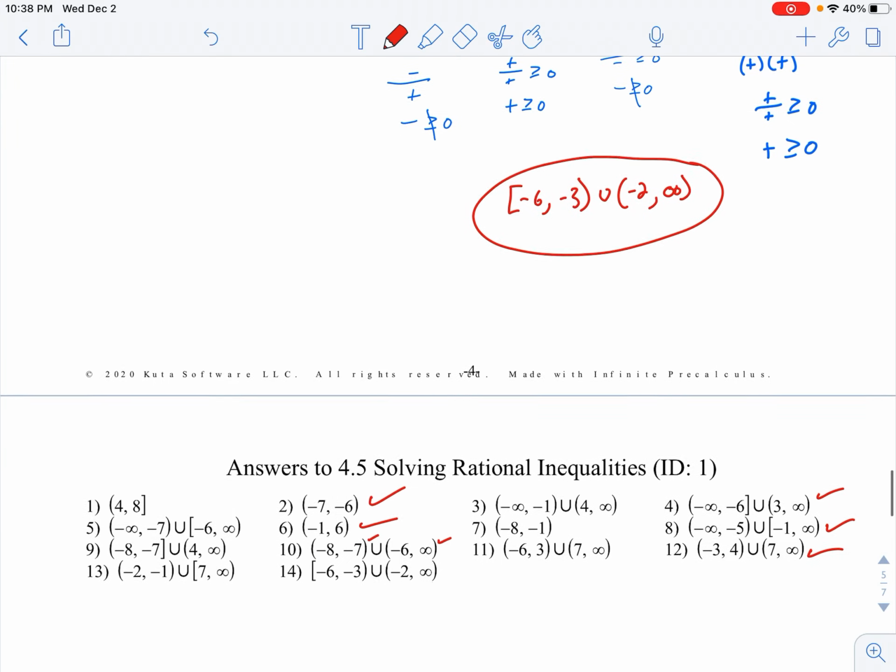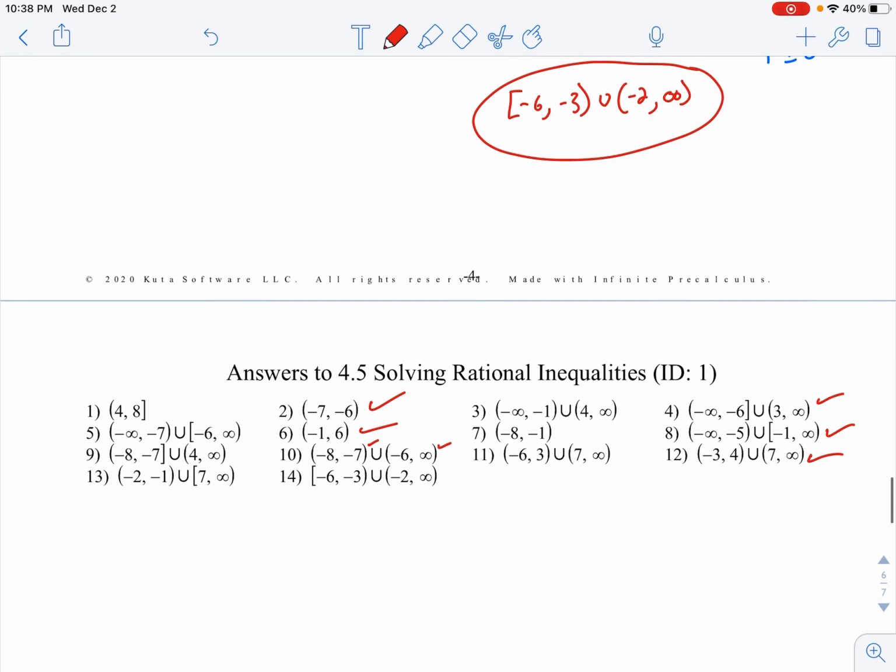Let's see if that's right. If it's wrong, I don't know if I have what it takes to fix it. There it is. Good.